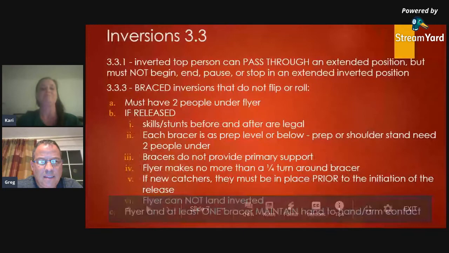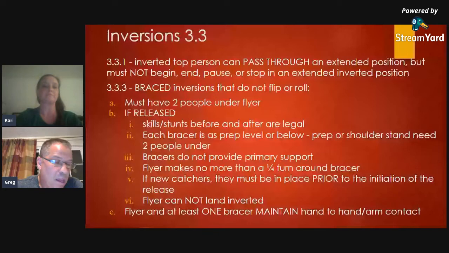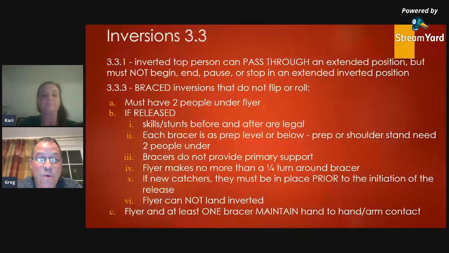Okay, so in inversions, I've got my book right here, so I'm referring back and forth because you should be using your book as well. 3-3-1 did not change. 3-3-2 did not change. 3-3-3 did change. It added one extra: when the catchers are not the original bases, the new catchers are in place when the transition is initiated, remain close to the original bases, and are not part of any other skill. So just be aware that when the catchers are not the original bases, they have to be ready at the initiation. And we all know that the initiation is at the dip.